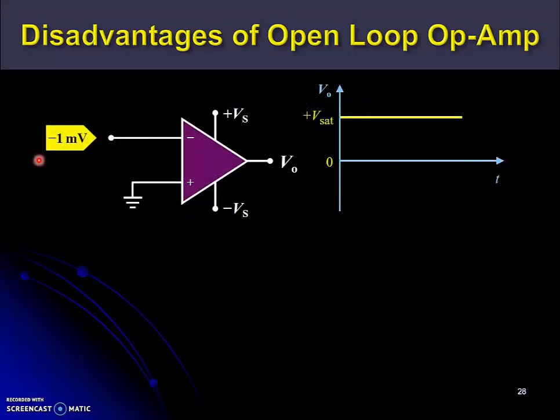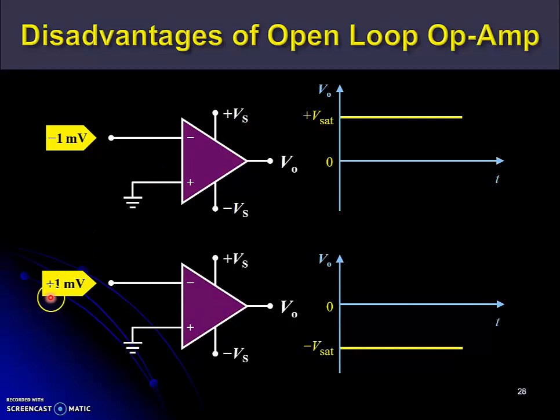Let's see another example with more details. An input voltage of -1 mV is applied to the inverting terminal of the op-amp. Because of the very large open-loop voltage gain of the amplifier, the output is driven into saturation. It is equal to the positive saturation voltage. This voltage is 1 volt below the positive supply voltage.